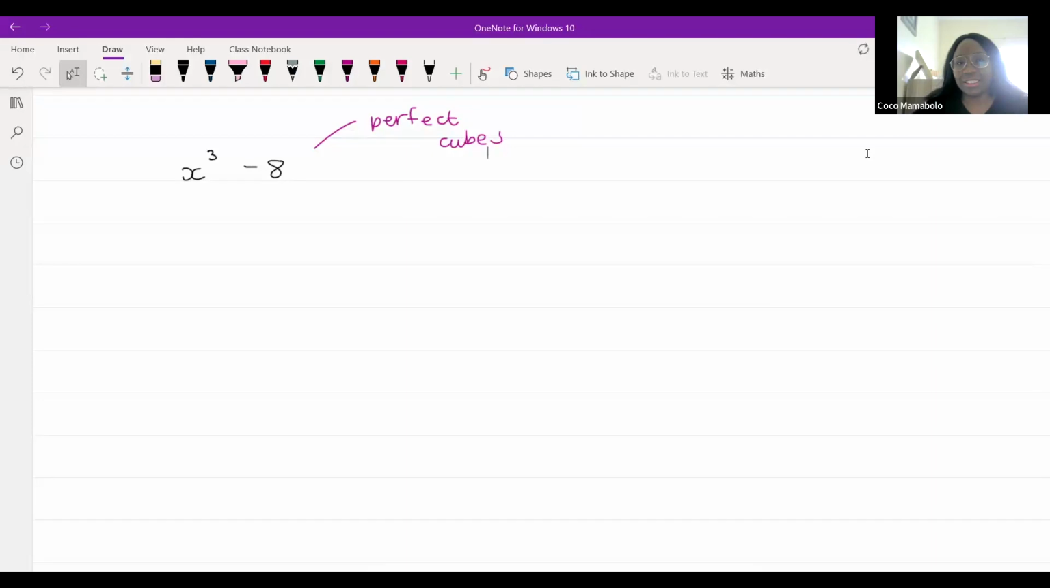X is like x times x times x, and it'll equal x cubed. The reason why we say 8 is a perfect cube is because of 2 times 2 times 2. Or another way I could write that, instead of saying 2 times 2 times 2, I can say 2 to the power of 3. Beautiful. 2 cubed. And that's why we call it a cube.